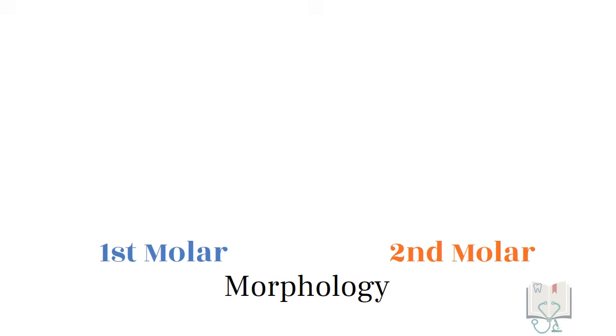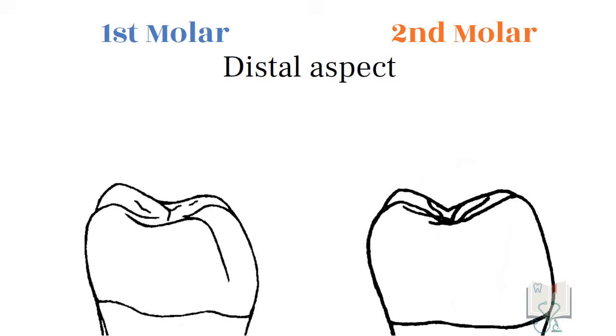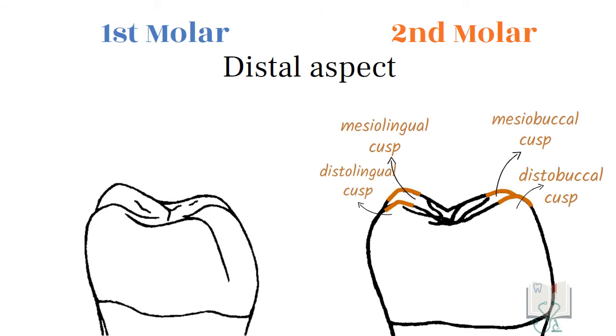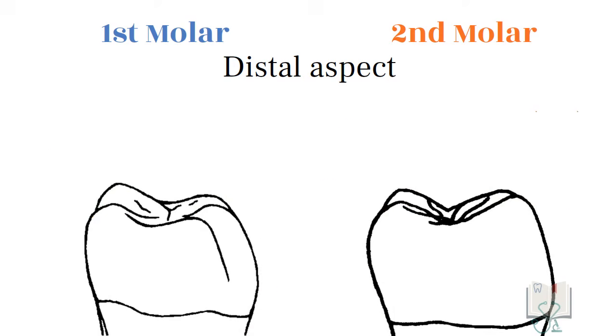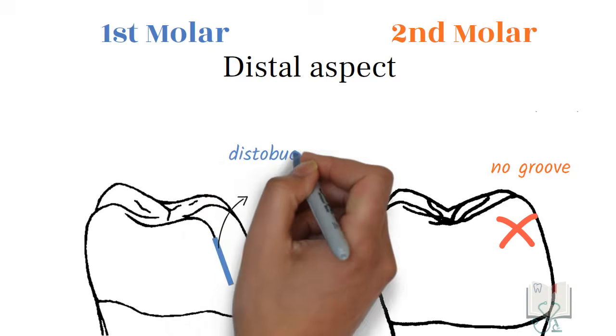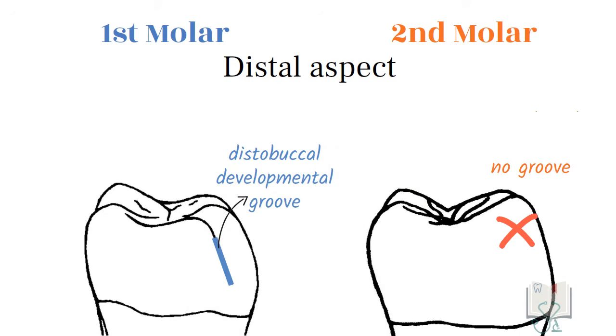Next, distal aspect. In both molars, all cusps are visible from this aspect. In second molar, all 4 cusps can be seen, whereas in first molar, all 5 cusps are seen with the additional distal cusp in front. No groove is visible in the second molar, whereas in first molar, the distobuccal developmental groove is seen.